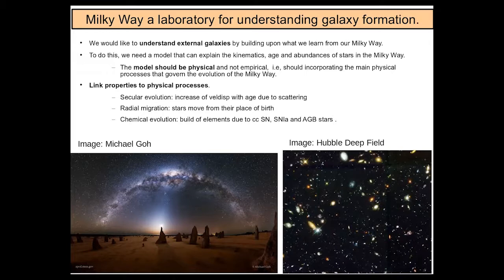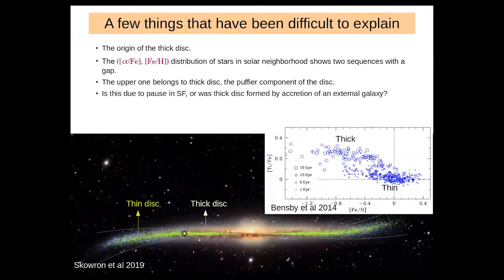And what kind of physical processes happen? The main ones are secular evolution, which is the increase of velocity dispersion with age due to scattering, radial migration of the stars, and chemical evolution, like Michael talked about, a buildup of elements due to, for example, supernovas and AGB stars and so on. So, although we have made tremendous progress, there are still a few things that are difficult to explain. One of these is the origin of the thick disk.